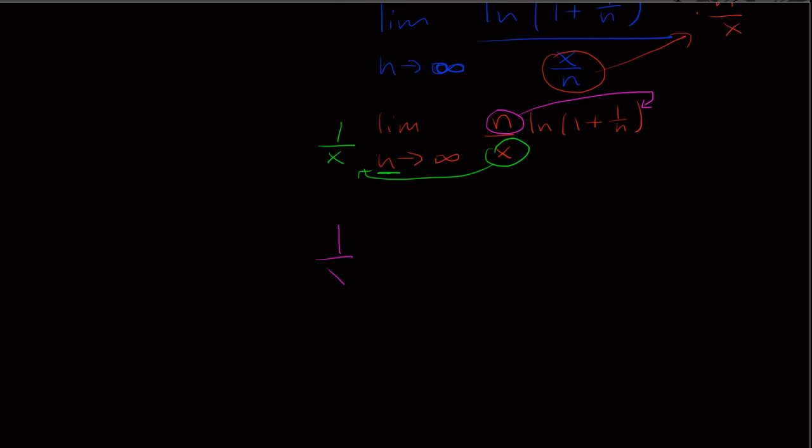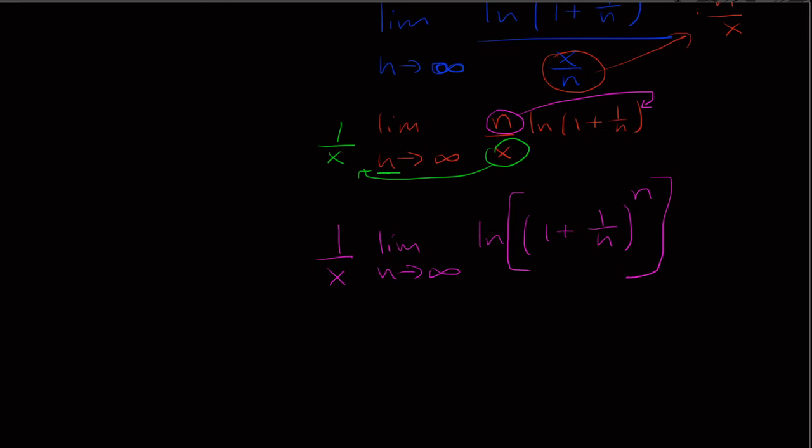So I'm left with 1 over x times the limit as n approaches infinity of natural log of (1 plus 1 over n) raised to the n. Just to be clear, the n is only inside the 1 plus 1 over n. It's not on the natural log.